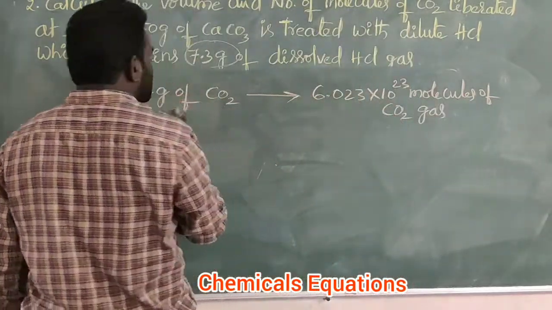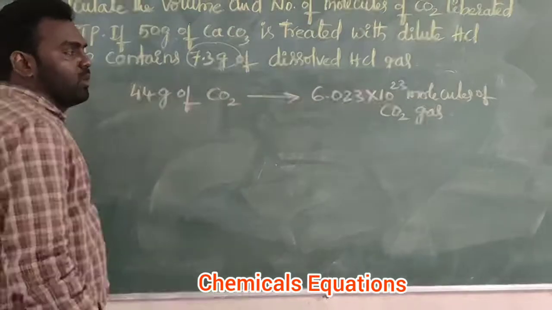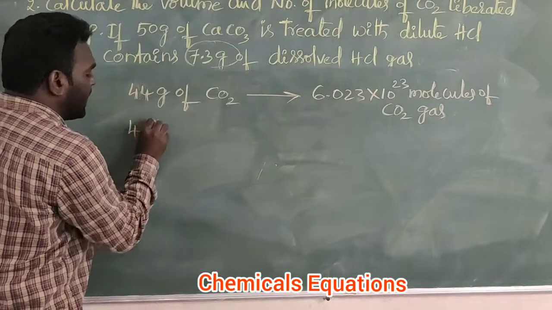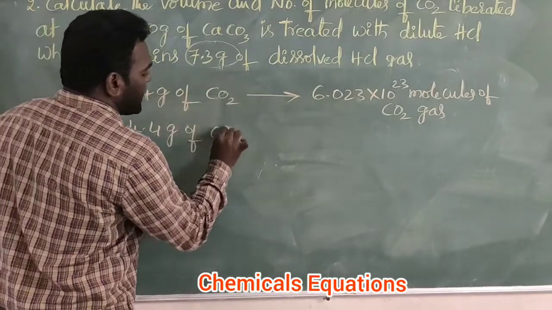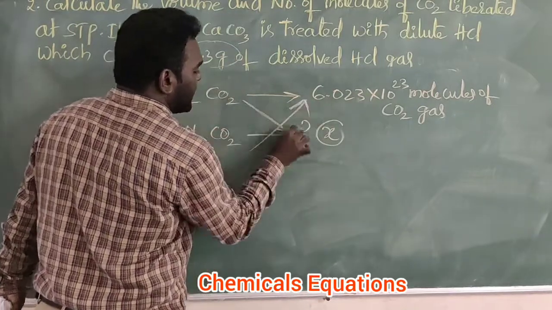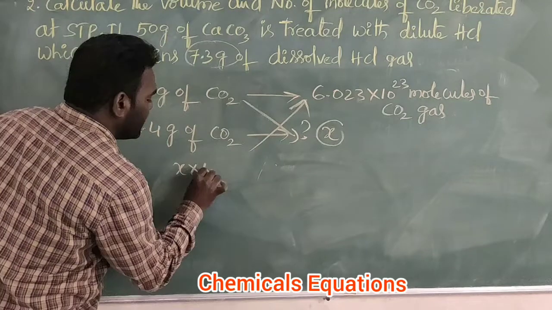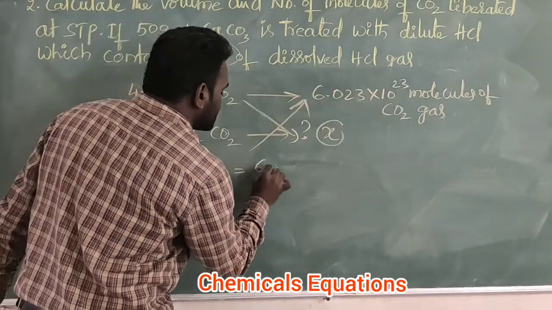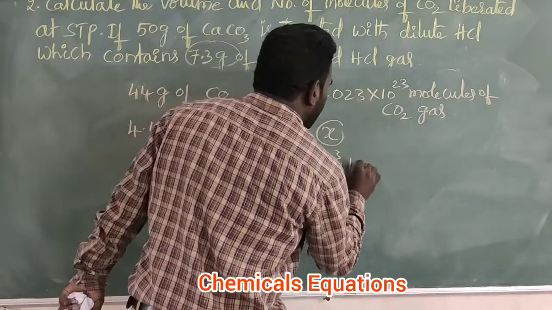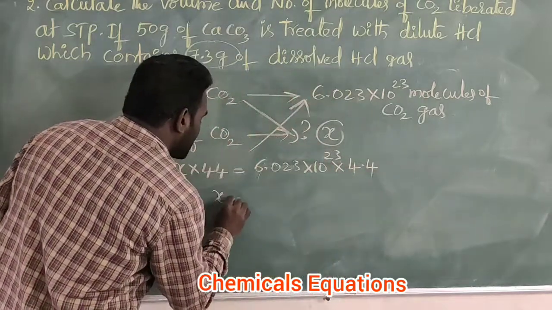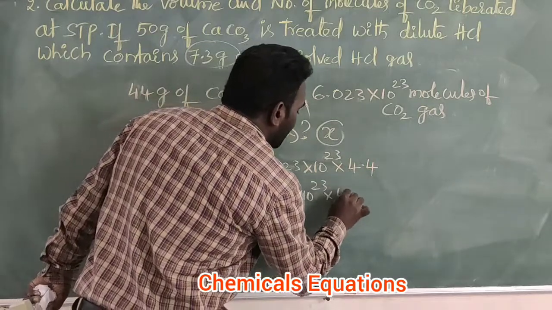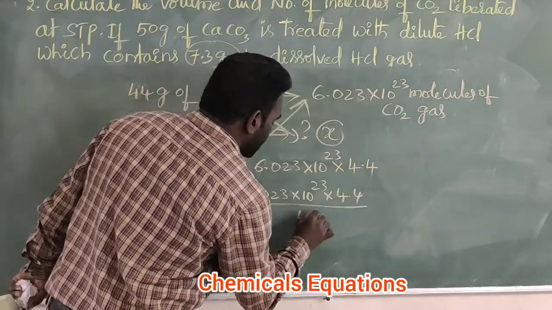So here you will see 44 grams of carbon dioxide contains Avogadro number of molecules. This is called the Avogadro number value. Just now we calculated 4.4 grams of carbon dioxide. How many molecules does it contain? Take this as x and cross multiply. So x into 44 equals 6.023 into 10 to the power of 23 into 4.4. Then x equals 6.023 into 10 to the power of 23 into 4.4 divided by 44.